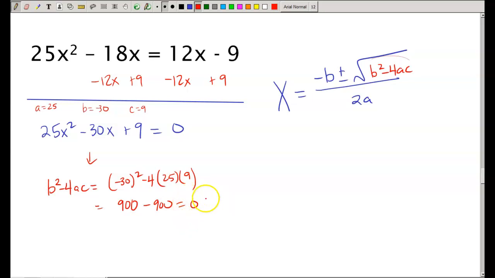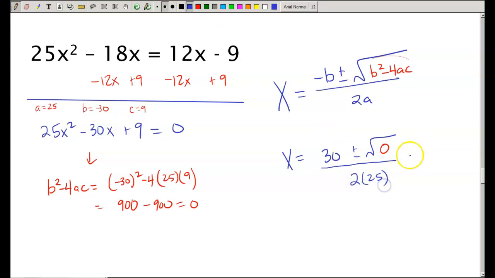All right, so our discriminant is 0, and if you think back to that chart that we made, a discriminant of 0 is just going to give me one answer. So going back to my equation right here, if I go ahead and finish this now, I'm going to have negative b, or the opposite of b, which is 30, and then plus or minus the square root of the discriminant, which we already just figured out was 0, and then all divided by 2 times a. So 2 times a is 25.